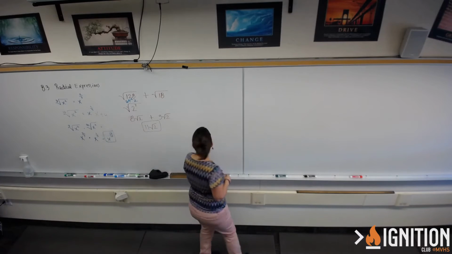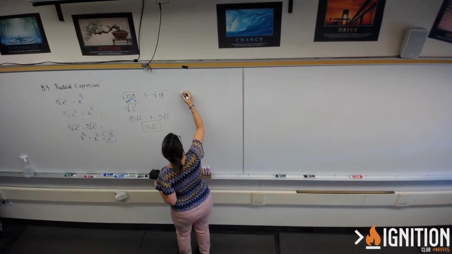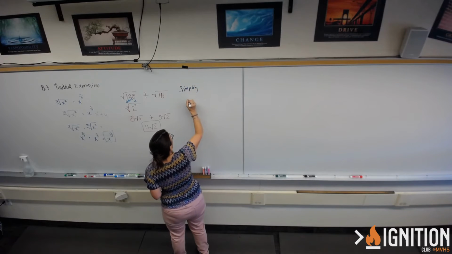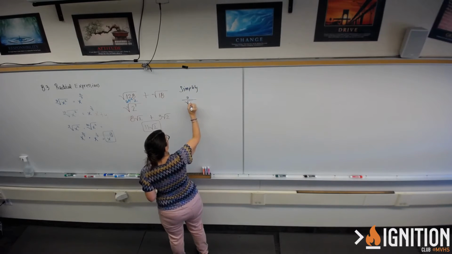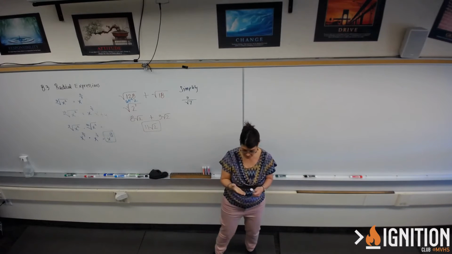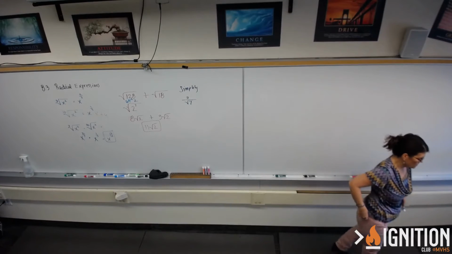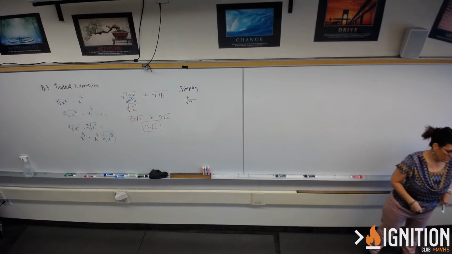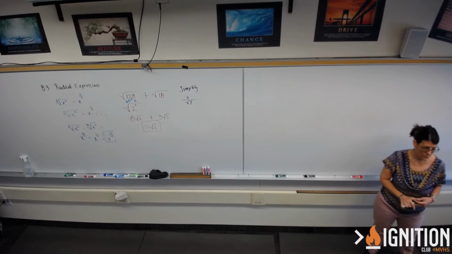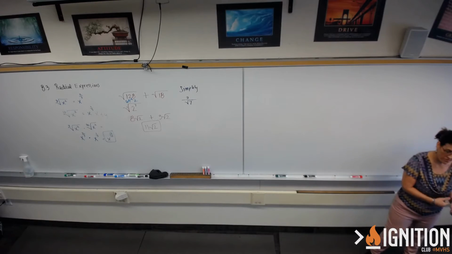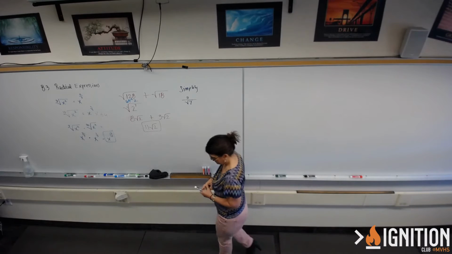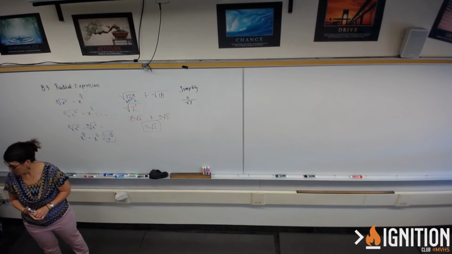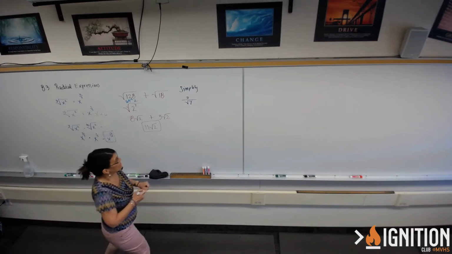All right, let's talk about rationalizing. So I want you to simplify 3 over the square root of 7. Rationalize. What do you get? 3 root 7 over 7.